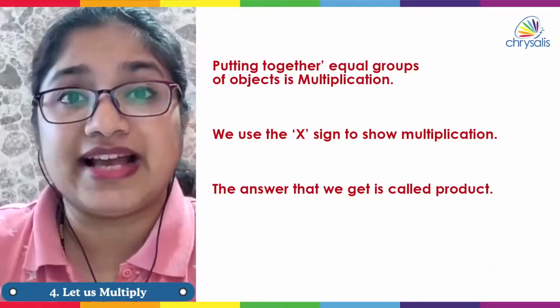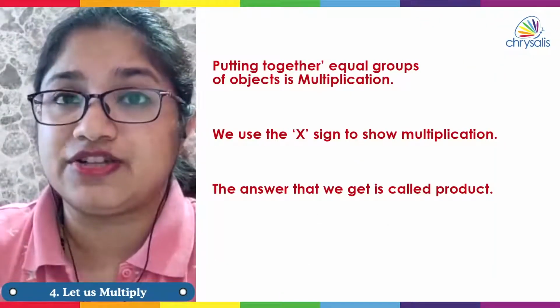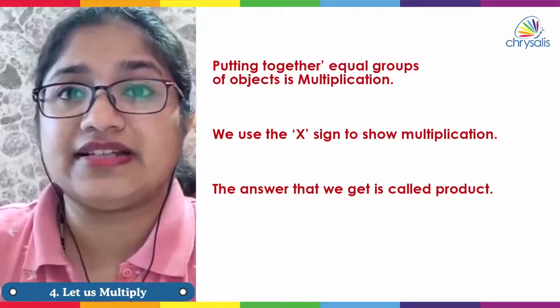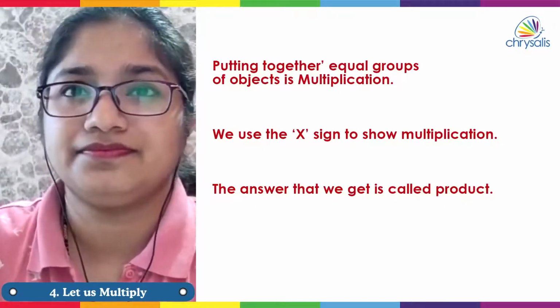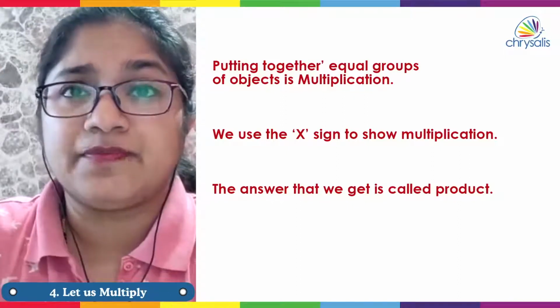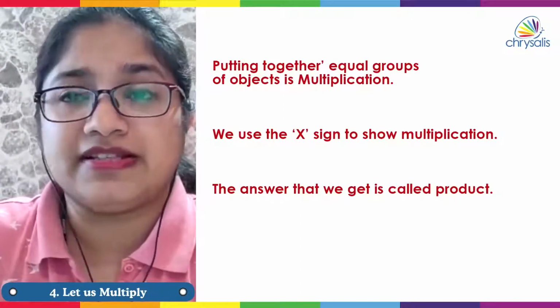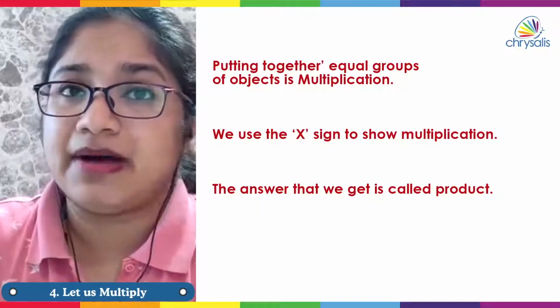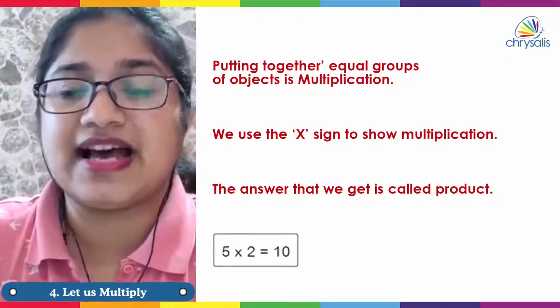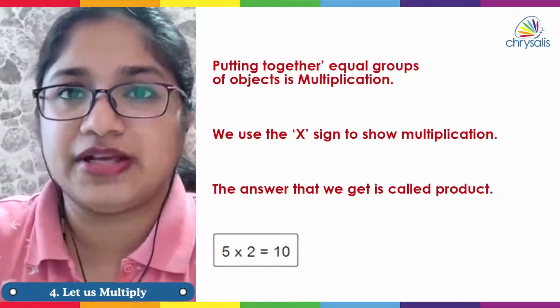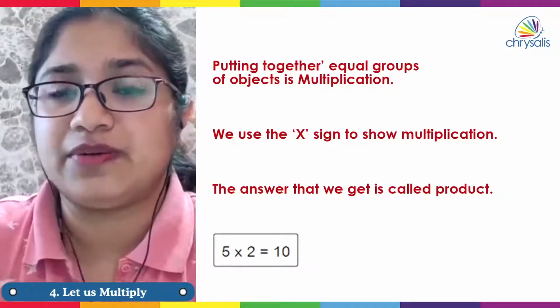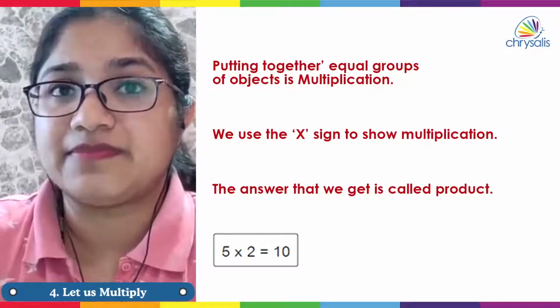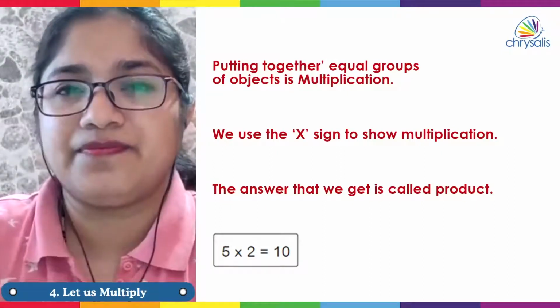We use the X sign to show multiplication, and the answer that we get is called the product. We write 5 groups of 2 marbles is 10 marbles. Mathematically using the symbols as 5 × 2 = 10. This is commonly read as 5 into 2 equals 10 or 5 times 2 equals 10.